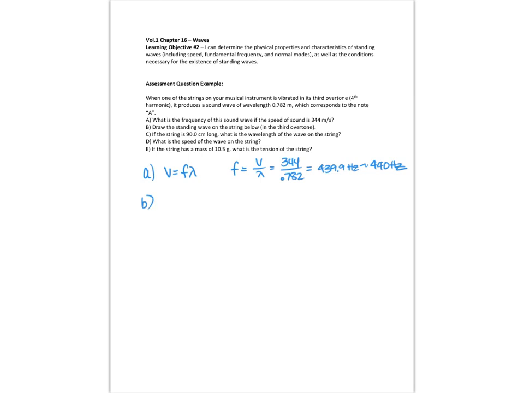Part B is drawing the standing wave on the string. I'm going to just draw up to the one that we need, just so we see them. So this is the fundamental mode, which is also the first harmonic. That's when you don't have any nodes in the middle. It's just one big antinode in the middle, and it's fixed, of course, at the ends. And so then we just go from there.